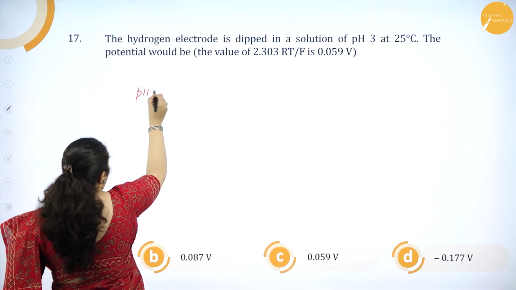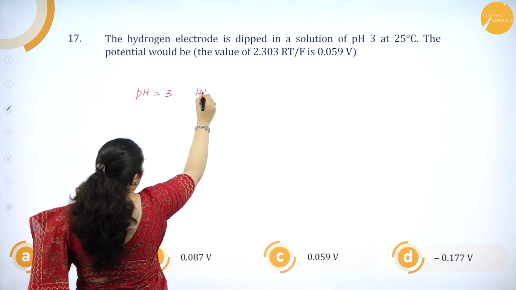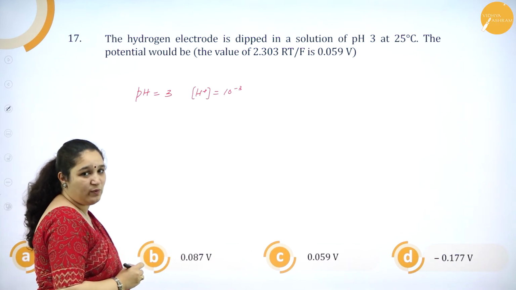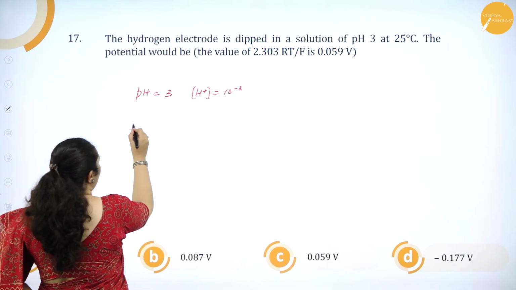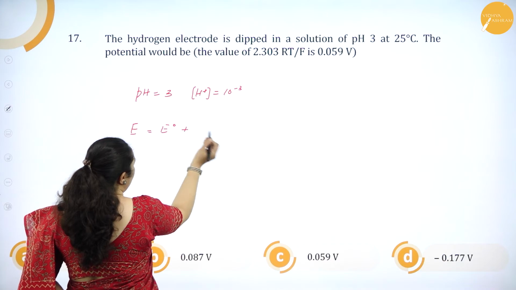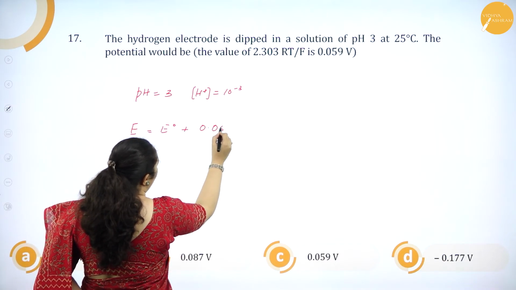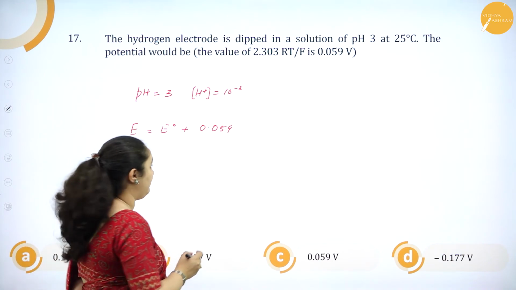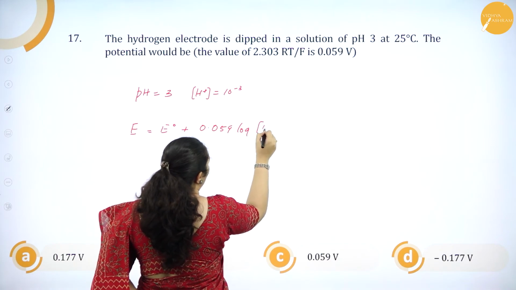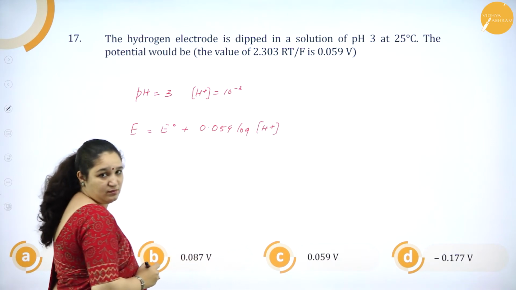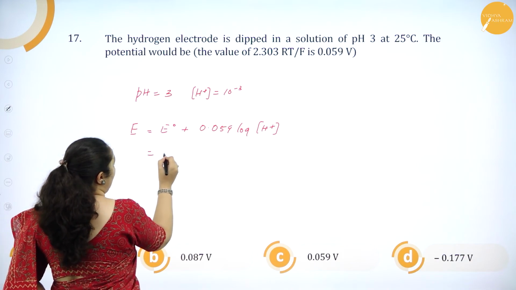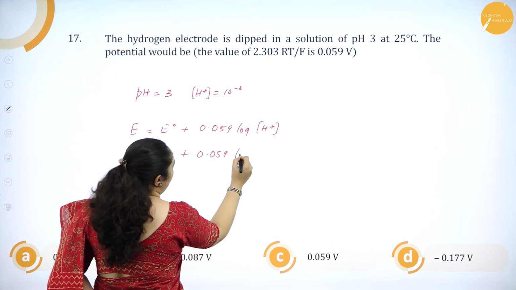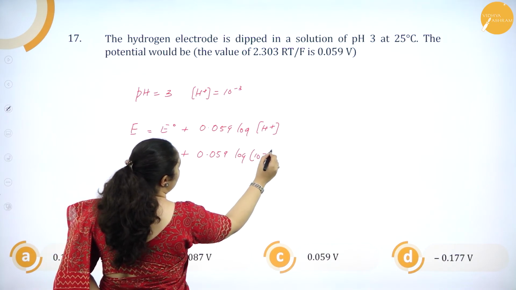Before that formula, pH is equal to 3 means the H plus ion concentration is 10 to the power minus 3. We all know this, how we get it, isn't it? So the formula E is equal to E naught plus 0.059, because 2.303 RT by F, they have given the value 0.059, log of molar concentration of H plus ion. So here for standard hydrogen electrode, E naught is 0 plus 0.059 log of 10 to the power minus 3.